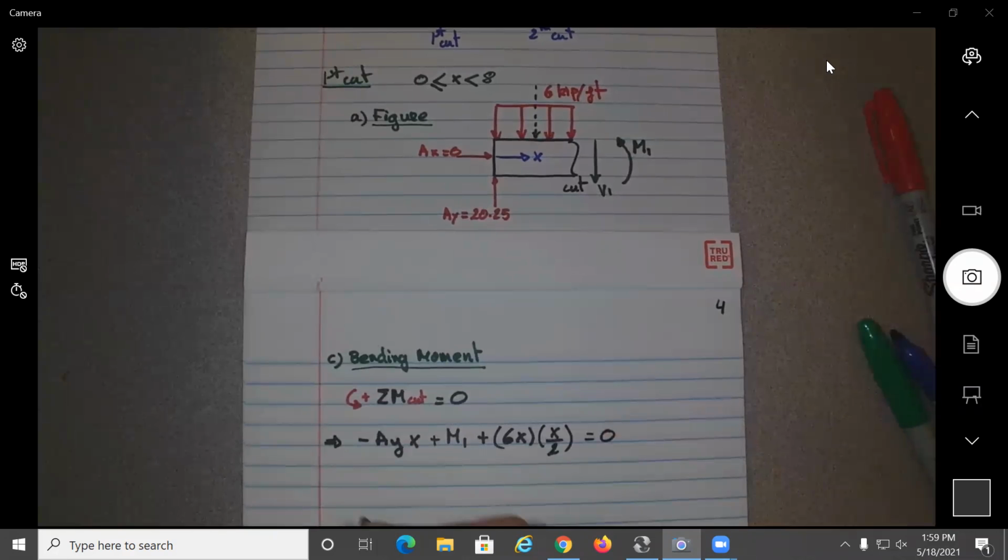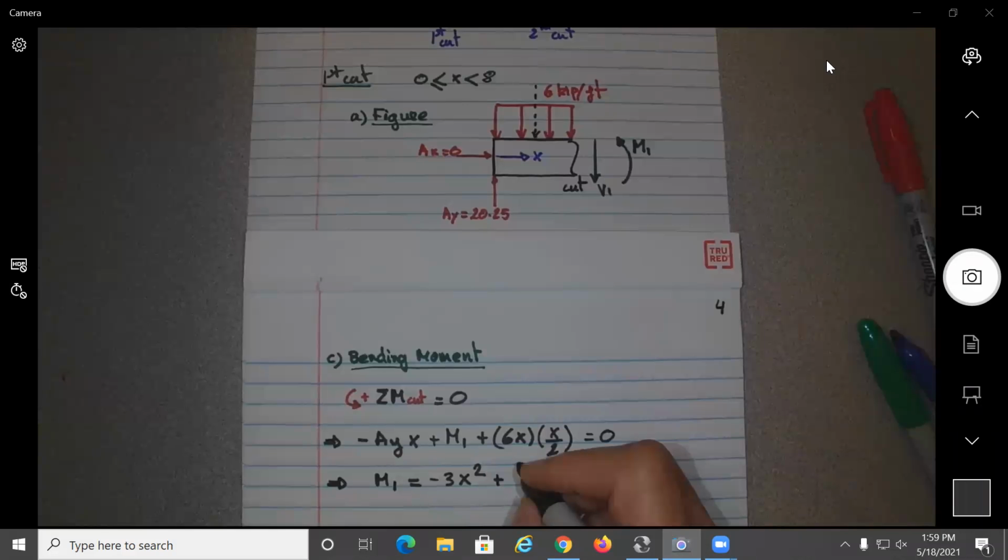So basically at the end, what this is going to give us is what? M1 will be equal to minus 3x squared plus AY, which is 20.25, so plus 20.25x.